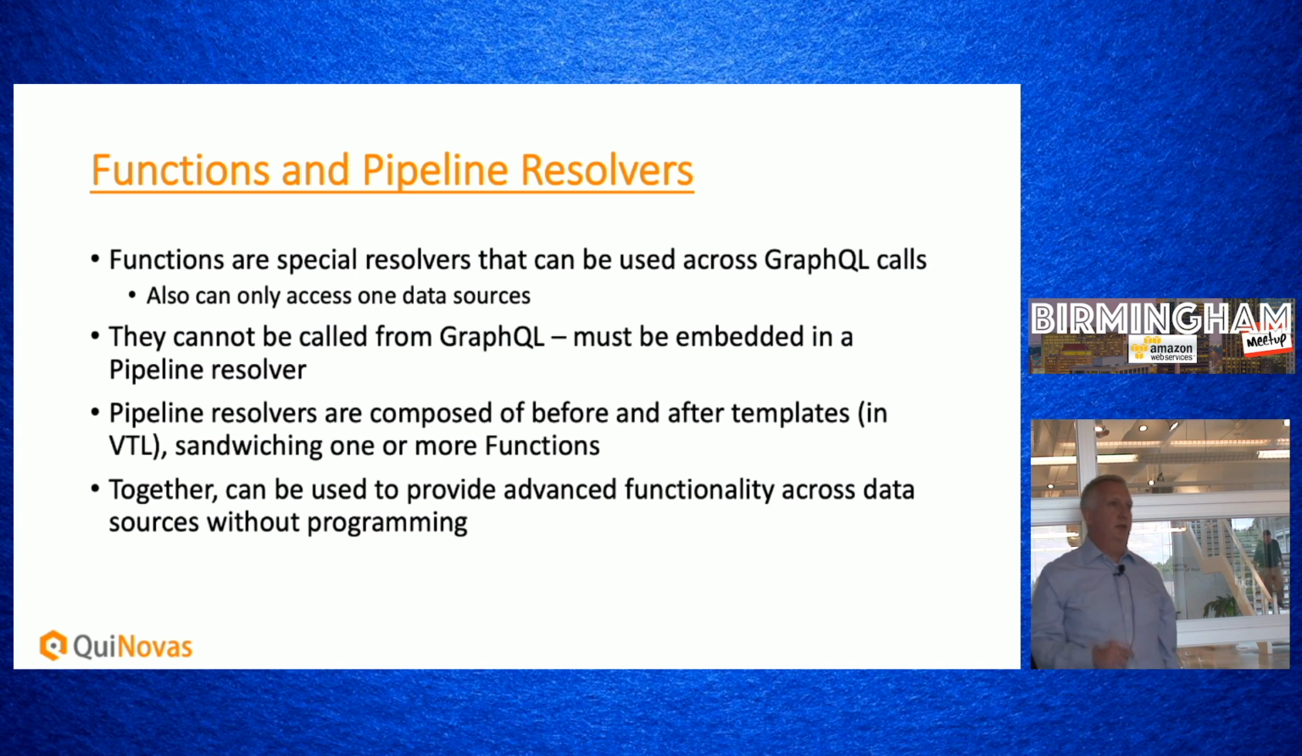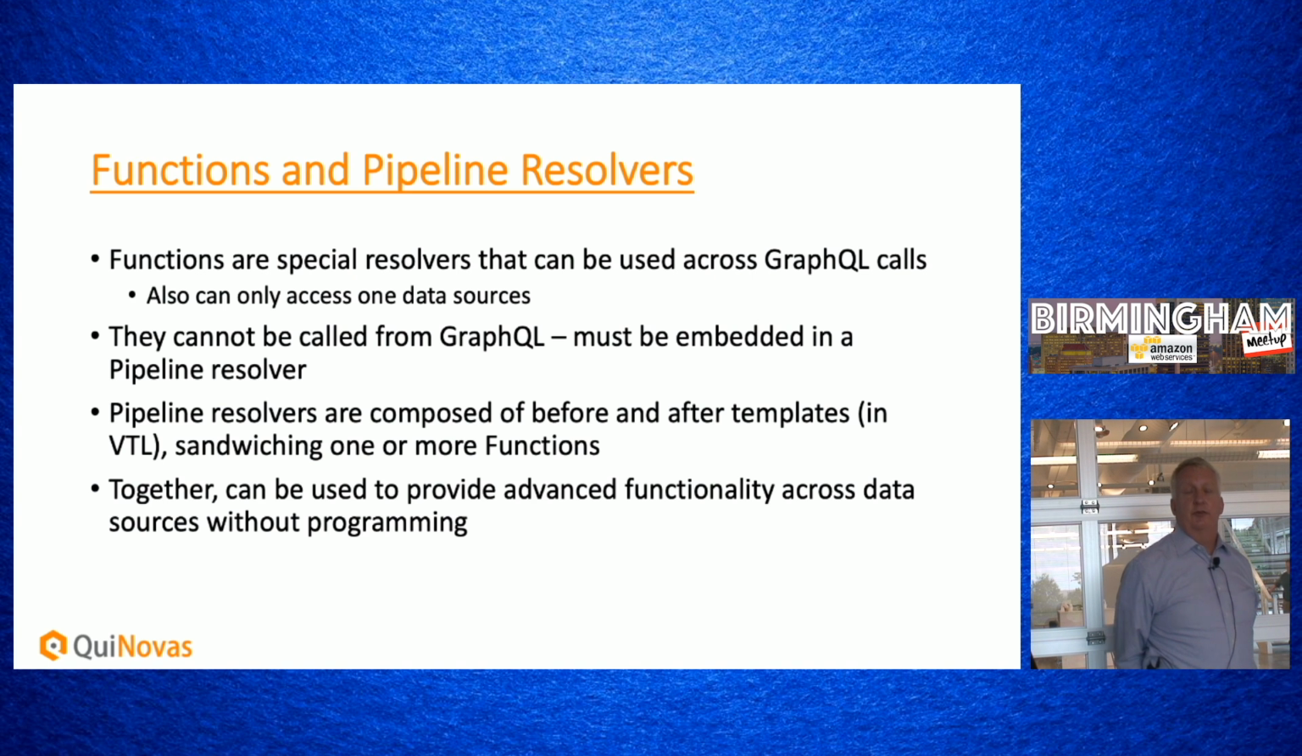This really can be used to provide some fairly advanced stuff just from VTL. Like I said, if you want to access 2 different tables, or perhaps you have a DynamoDB and you need to take information out of that DynamoDB table and go into an Aurora database to get the actual result. You can do all of that with functions as you move through the pipeline.